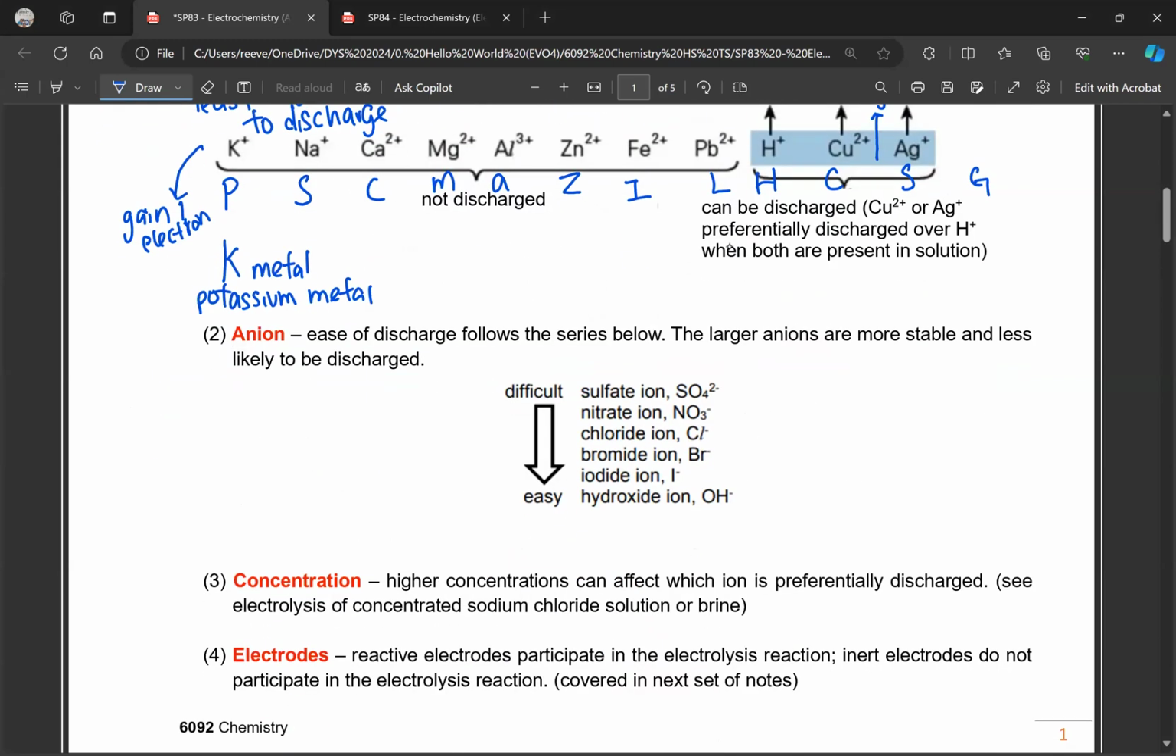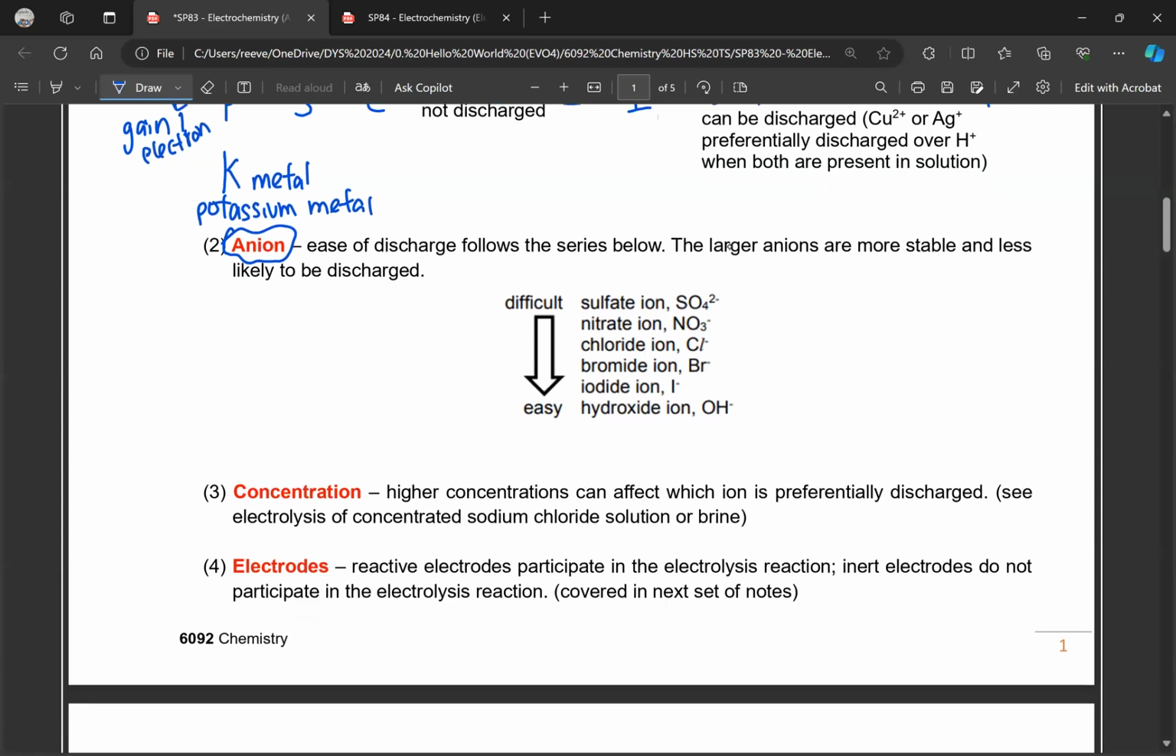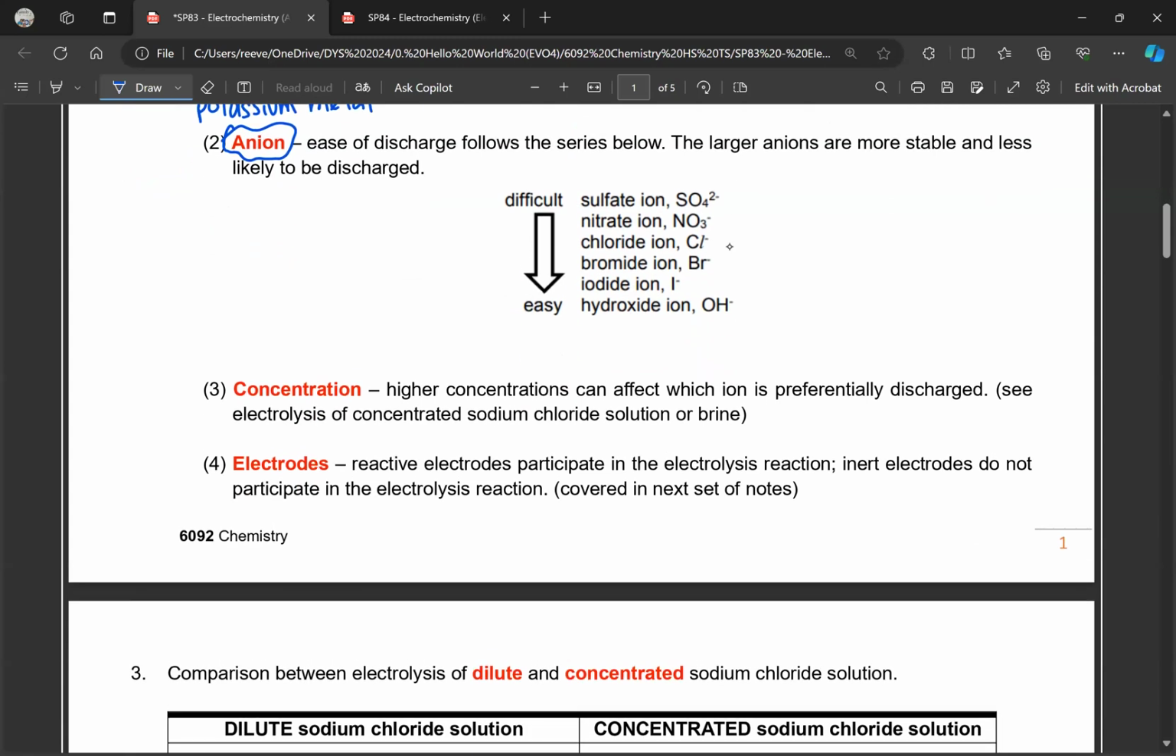Okay, let's move on. The next one is anion. Anions also have a list because there may be more than one anion trying to go to the anode. So which one will be the one that goes to the anode to release the electrons? It is based on size. The bigger, larger anions are more stable. More stable means not good.